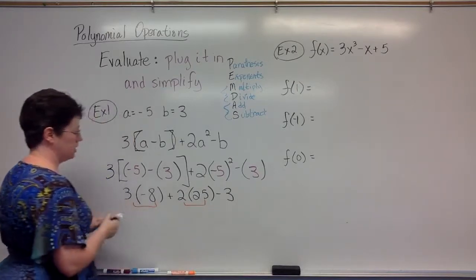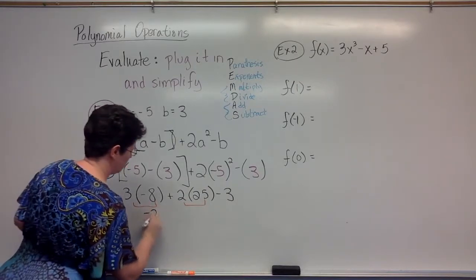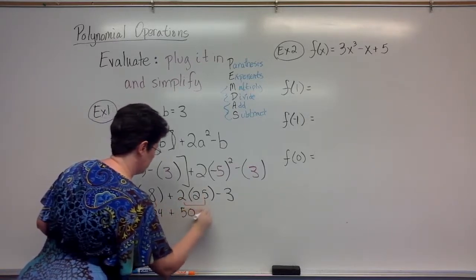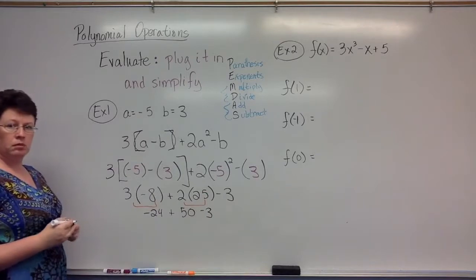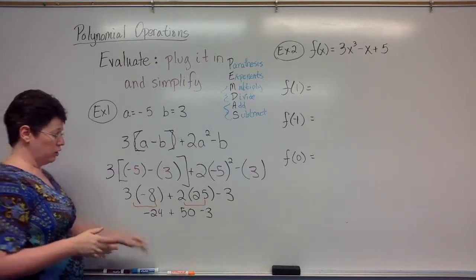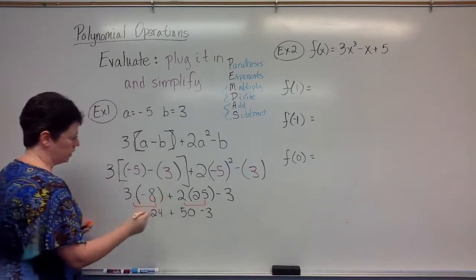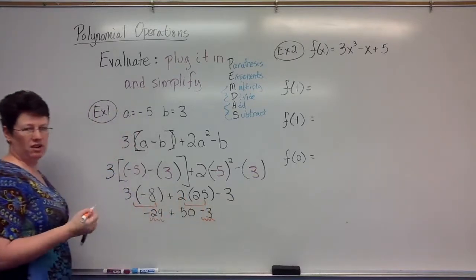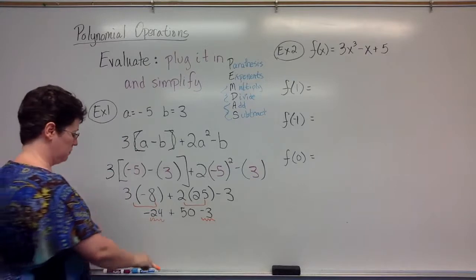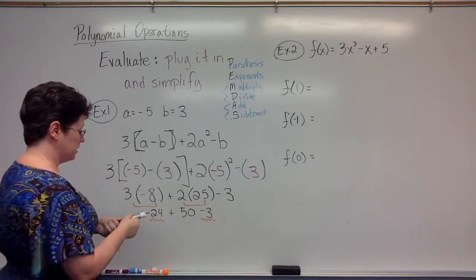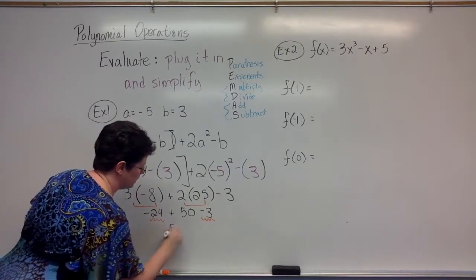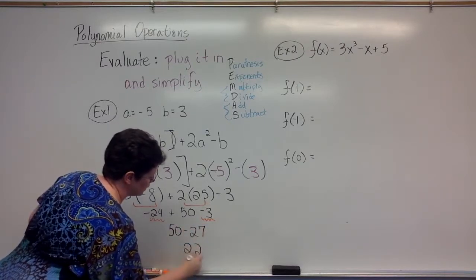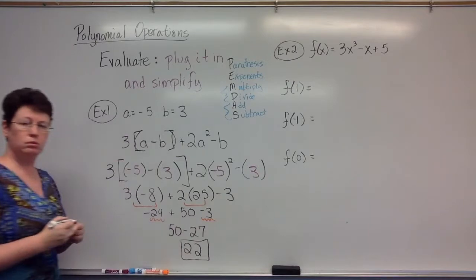Okay, 3 times -8 is -24. 2 times 25 is 50, and then I have a -3. Okay, I'm weird, I know, surprise, in that I like to combine all my negatives first and then combine my positives. That just makes it easier for me. But you can do whatever makes it easier for you. So I would have 50 minus 27, and that gives me 22.